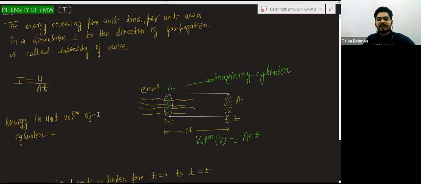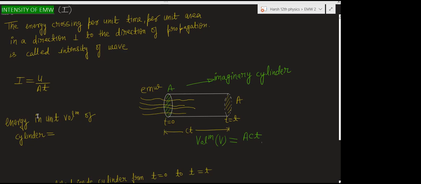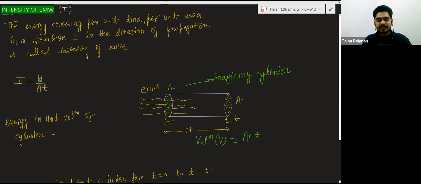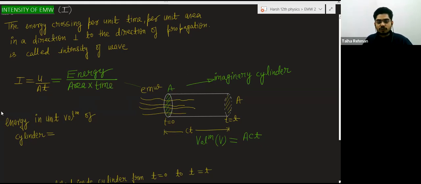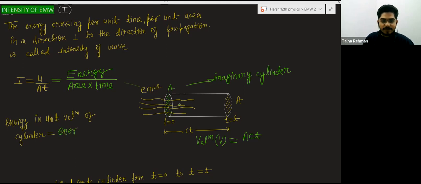Energy density of an electromagnetic wave is basically the energy contained in a unit volume of the wave. Intensity is basically energy, not energy density: energy divided by area divided by time. So first I want to calculate the energy in the unit volume of this cylinder, which is the energy density of the electromagnetic wave.